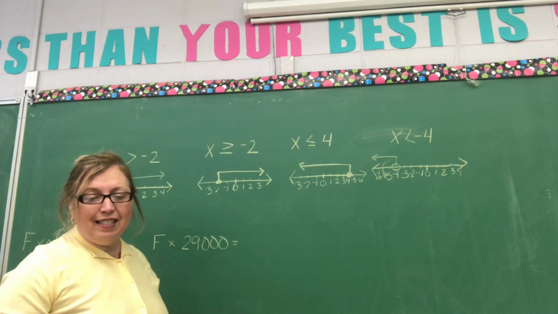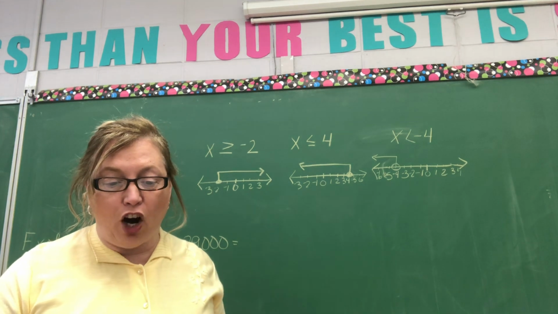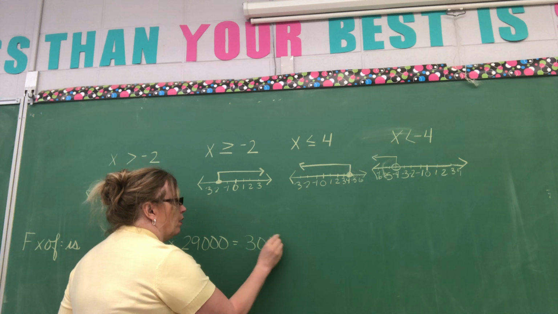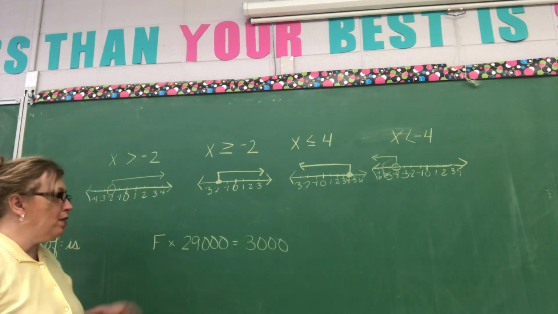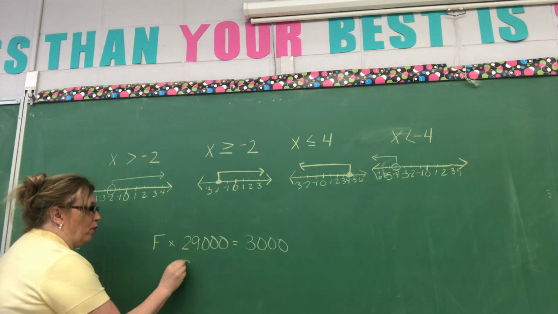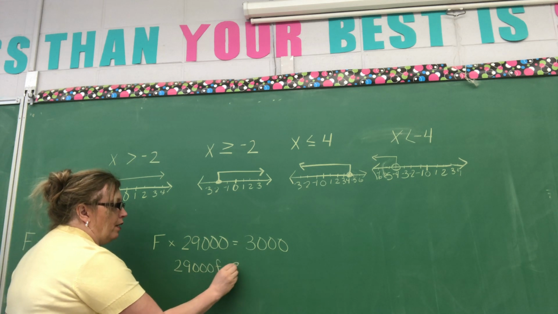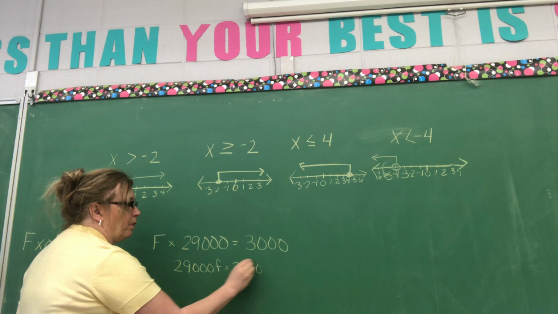Equals the is, and how many is, or how many are fans? 3,000, according to our story problem. Now, how do we solve this? Well, let's make this look like an equation that we're familiar with first. 29,000 F equals 3,000. Okay?